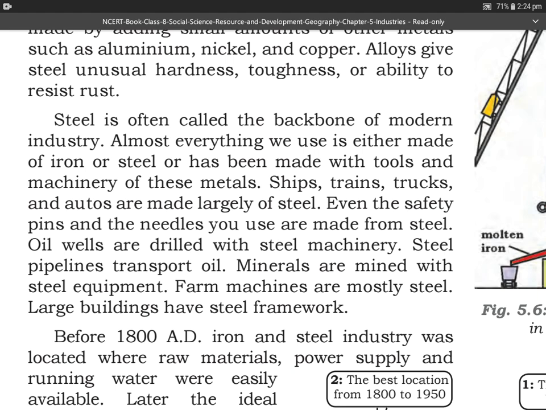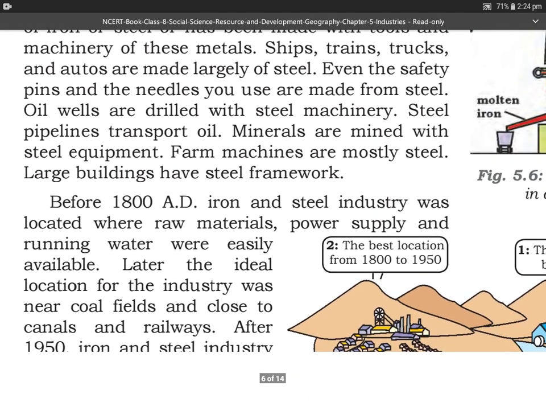Right? Steel is a refined form of iron. So directly or indirectly, we depend on steel. So these are the importance of steel, or we can say iron and steel industries also.